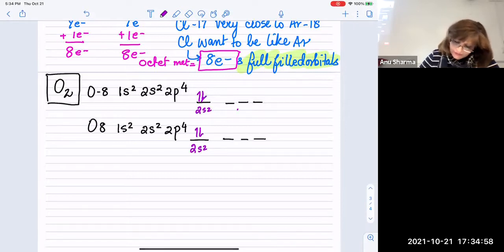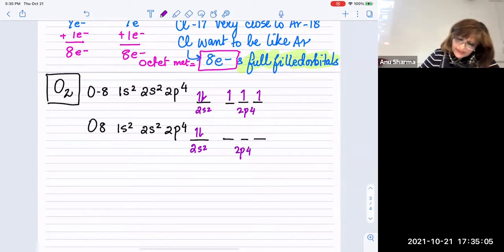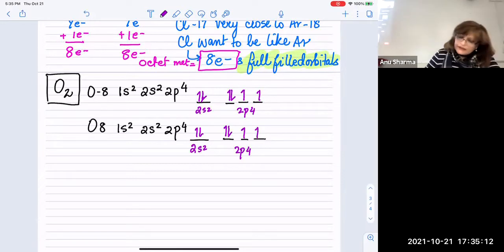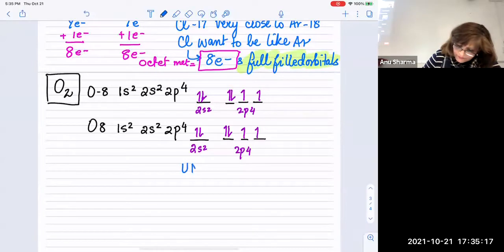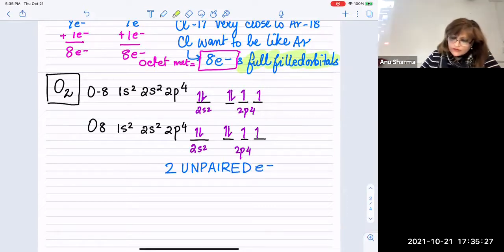Okay. And then you have 2p4 and 2p4. So 1, 2, 3, and 4. 1, 2, 3, and 4. So how many unpaired electrons do you see? Yeah. So on each, there are 2 unpaired electrons. So then what is going to happen? This one is going to overlap with this one, and this one overlaps with this one.